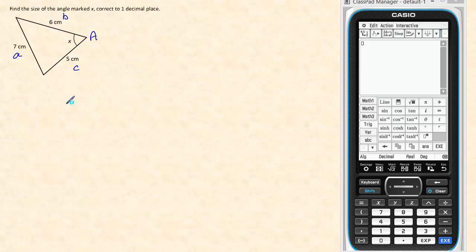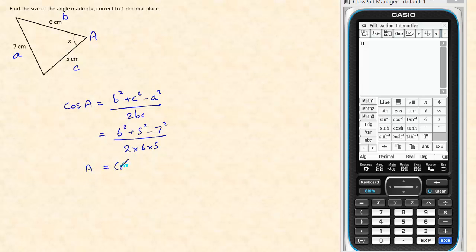Now if we're finding an angle, we usually rearrange to cos A is b squared plus c squared minus a squared over 2bc. So that's going to be 6 squared plus 5 squared minus 7 squared all over 2 times 6 times 5. So A would be the inverse cosine of all of that: 6 squared plus 5 squared minus 7 squared over 2 times 6 times 5. And then we can calculate that.